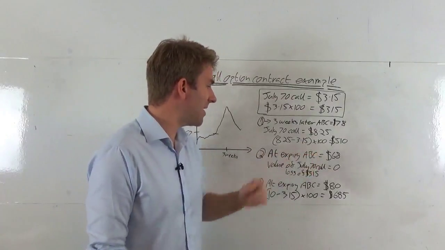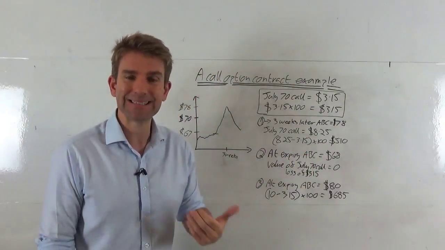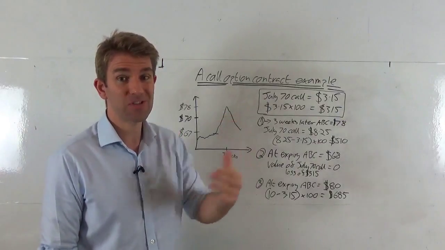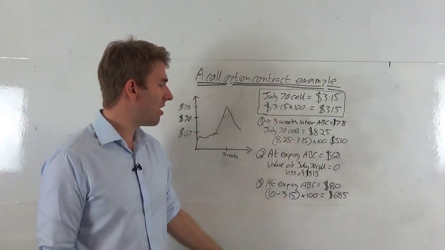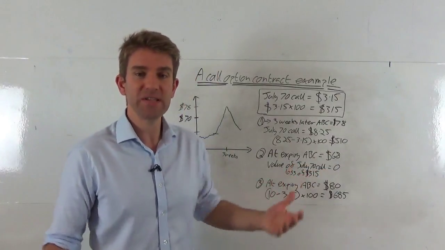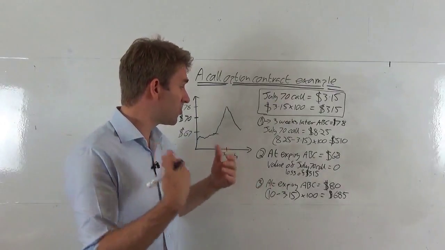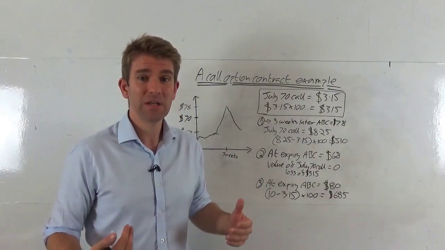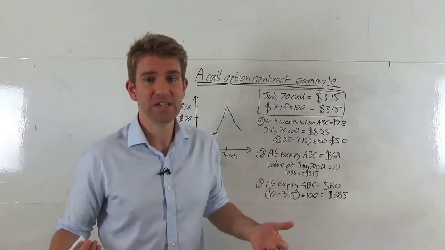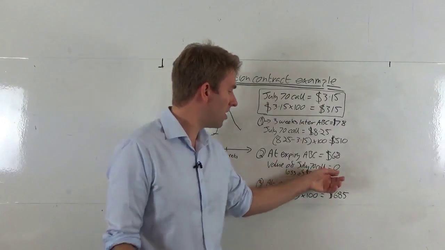So at expiry, ABC comes all the way down and is trading at $68. You were thinking it's gonna trade above $70. So at July, the value of that July call is zero. Why is it zero? Because you've got the right, but not the obligation, to purchase stock at $70 and the actual underlying asset is worth $68. Has that got any value to it? No. So your option has expired worthless.